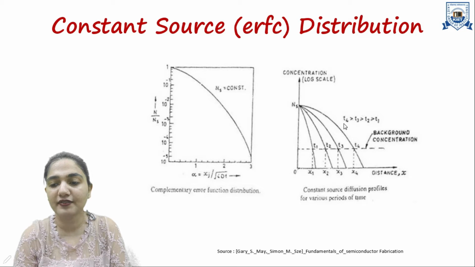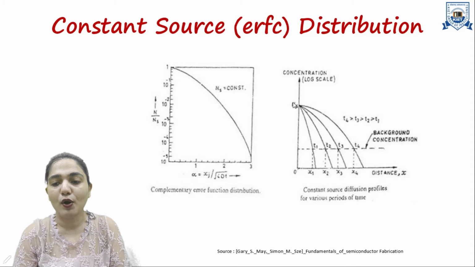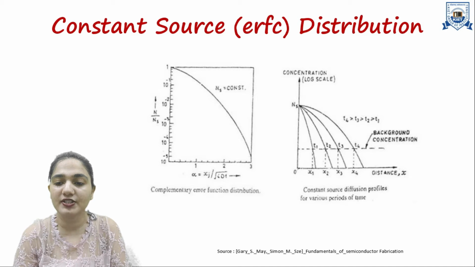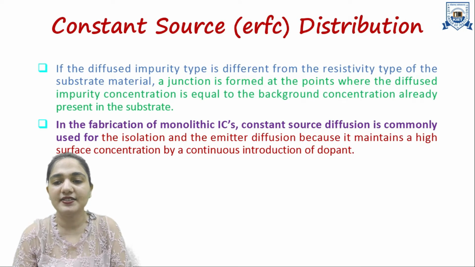If I take different time intervals, so t4 is greater than t3 is greater than t2 is greater than t1, all of them follow the error function distribution curve, but at t4 we will have higher doping. When we have higher temperature, at that time we will have higher doping. At smaller temperatures we will have lesser doping, and at the least temperature we will have the least doping. Okay, so if the diffused impurity type is different from the resistivity type of the substrate material, a junction is formed at the point where the diffused impurity concentration is equal to the background concentration already present in the substrate.